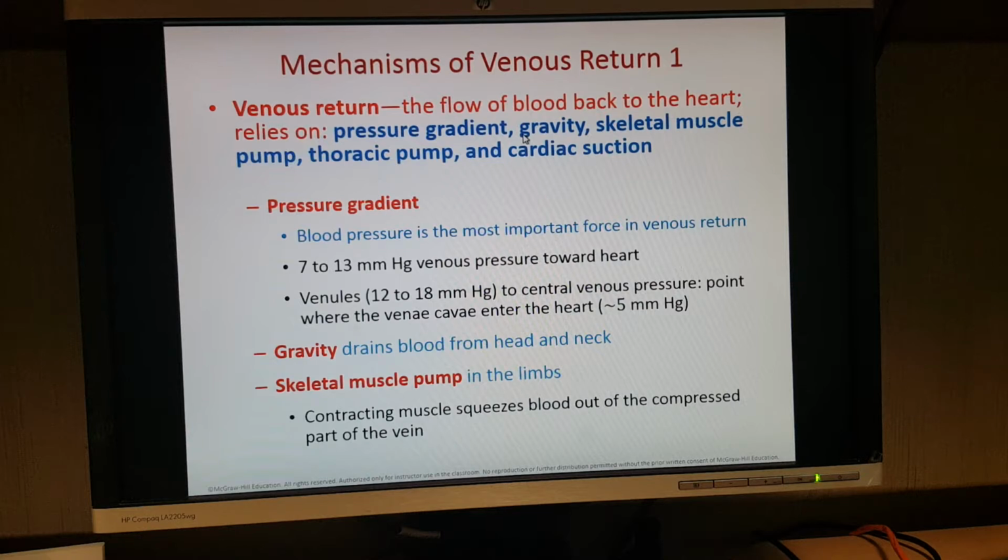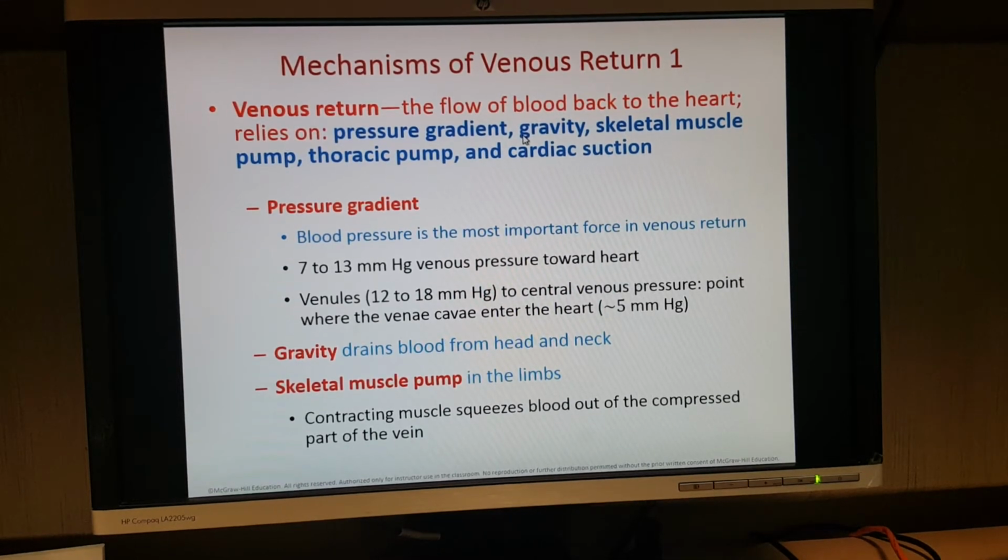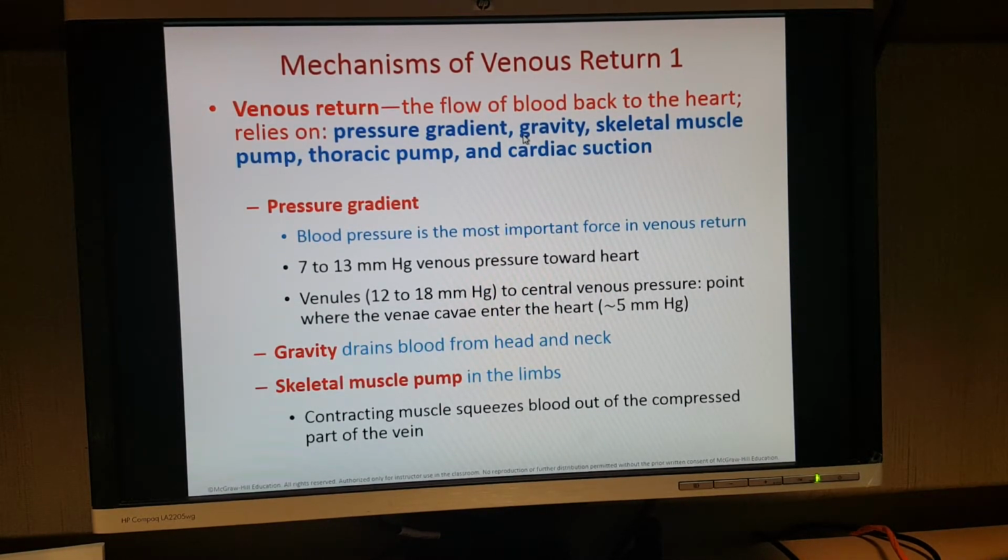So moving on to the venous part of your circulatory system, returning blood back to your heart. There are multiple ways of pushing the blood back to your heart through your veins: the pressure gradient, gravity helps, the skeletal muscle pump, the thoracic pump, and cardiac suction.